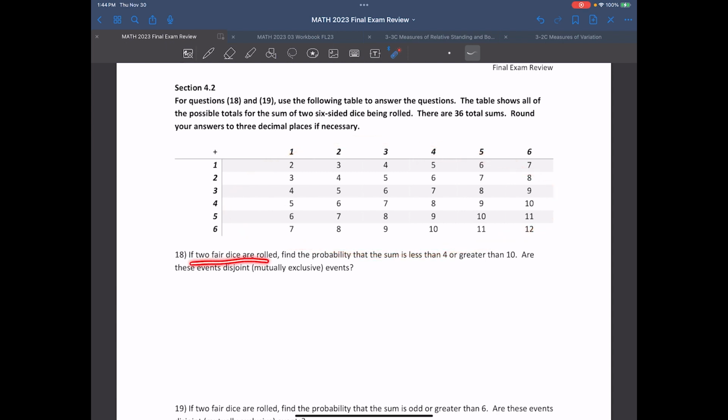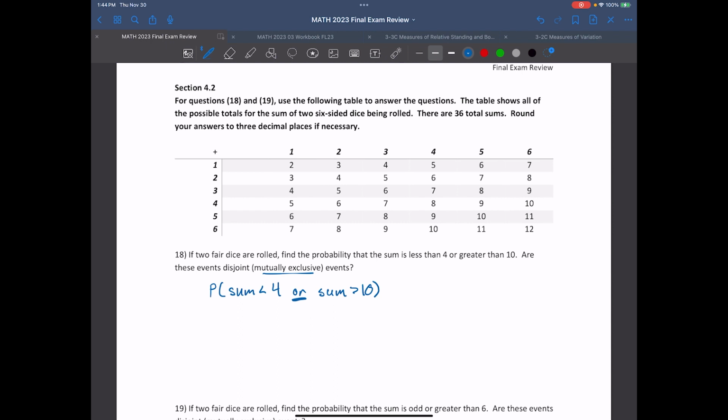So if two fair dice are rolled, find the probability that the sum is going to be less than 4 or greater than 10. So the probability is that the sum is going to be less than 4, or the sum is going to be greater than 10. Well, remember when you're dealing with or, we're asked whether these are mutually exclusive events.